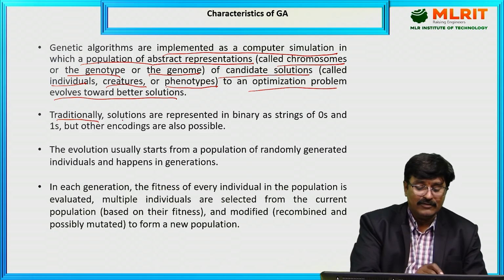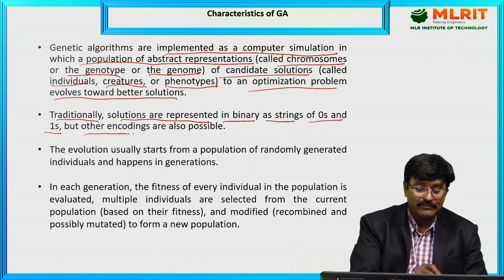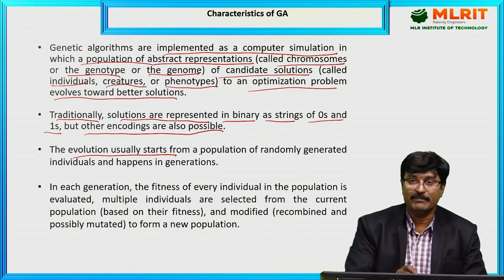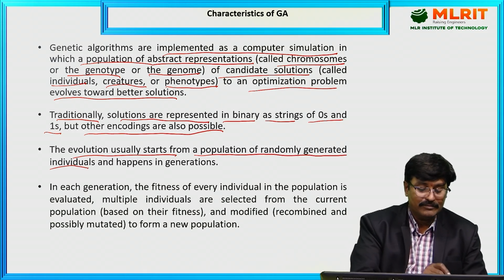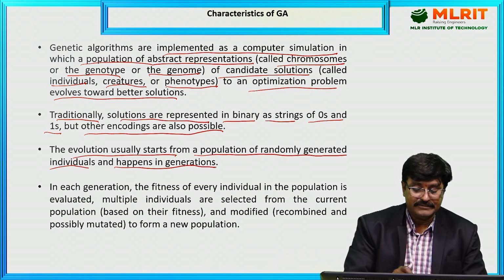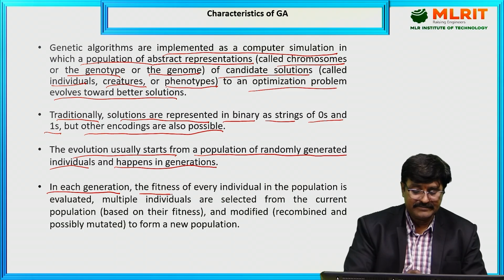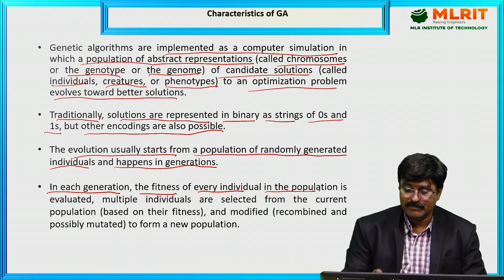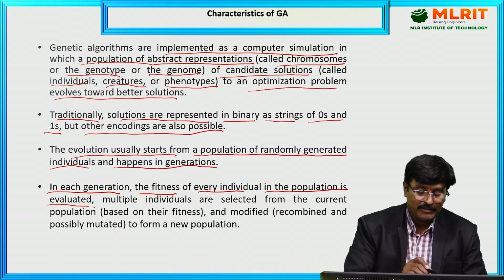Traditionally, solutions are represented in binary as strings of zeros and ones, but other encodings are also possible. The evolution usually starts from a population of randomly generated individuals and happens in generations. This is a continuous process, then the next generations follow like this. In each generation, the fitness of every individual in the population is evaluated. Fitness factor is one of the important factors.